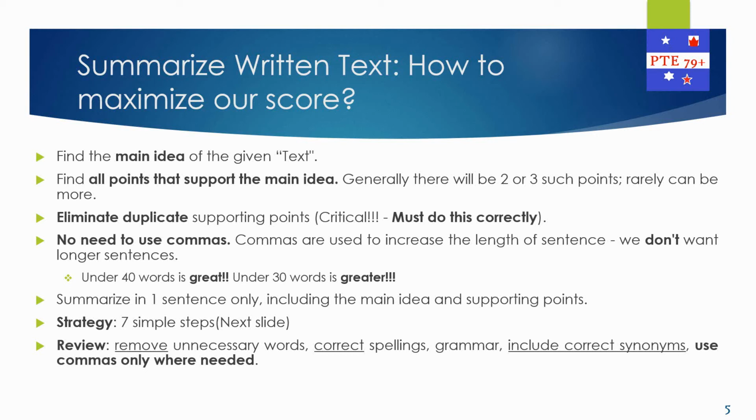Maybe there will be only two or 3 points, but the text is written in such a way that you will feel there are more than three. And if you try to write 5 points, then obviously the length of the sentence becomes longer, and we start using commas and it all messes up. So we need to eliminate duplicates and also ignore details. There is some detail level of information given. We don't need the detailed level of information, and even the supporting points we have to eliminate.